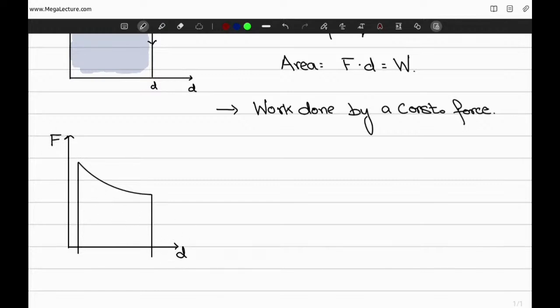Now let's suppose that you have a graph that looks something like this for force versus displacement or distance. Then it's a curve, which means that at this point there is some force, but at this point there is some other force. At this distance the force is this, and at this distance the force has some other value. It's going down, so the force is, of course, variable. So what do I do now?